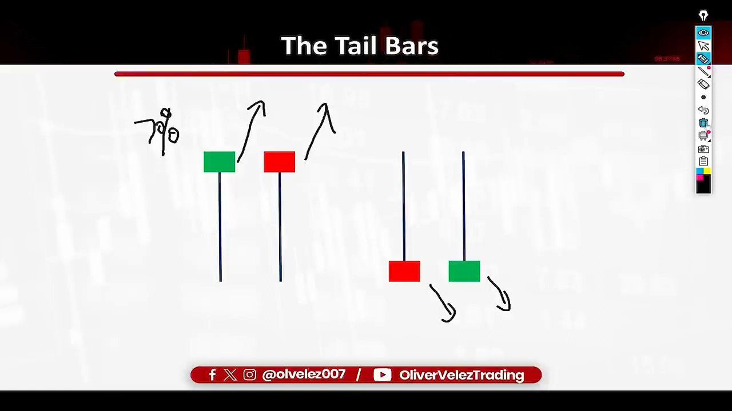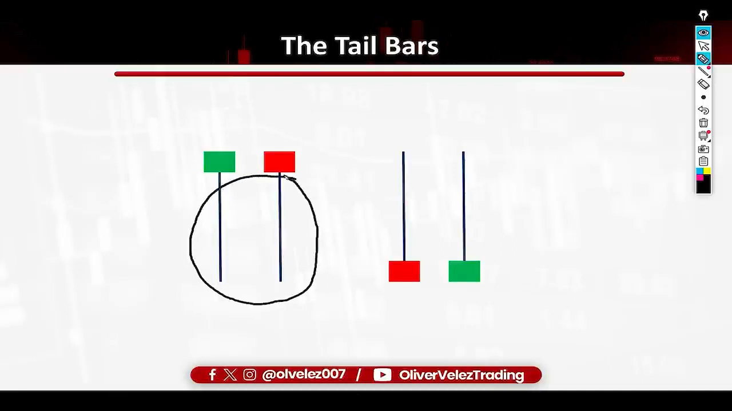Sometimes you'll get dual bottoming tail bars and dual back-to-back topping tail bars. When you have a stock that has produced 2 bottoming tail bars in a row, 90 percent follow through. Guys, this is one of the most reliable things out there.